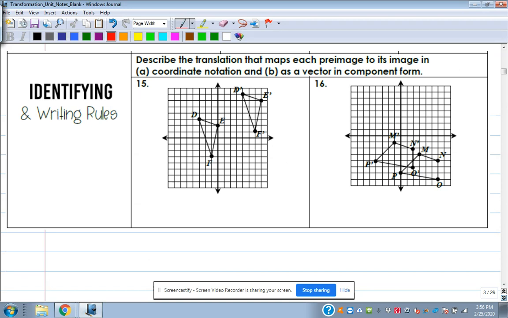All right, now there's a little tougher part. This is where you actually have the pre-image and the image drawn on the graph. So flip over to the part on your notes that says vectors, translating with writing vectors, and exit that out. Get down there to number 15 and 16. We're only going to do A part, so mark out B part. We're not doing B part.